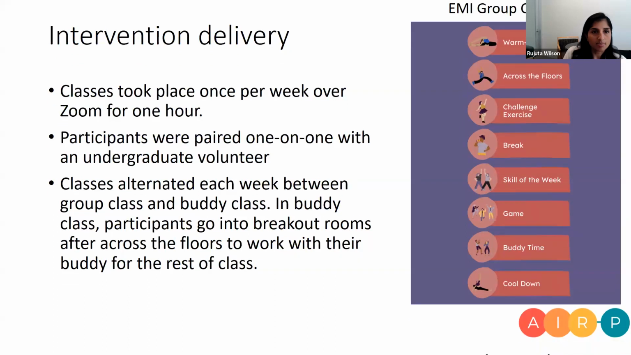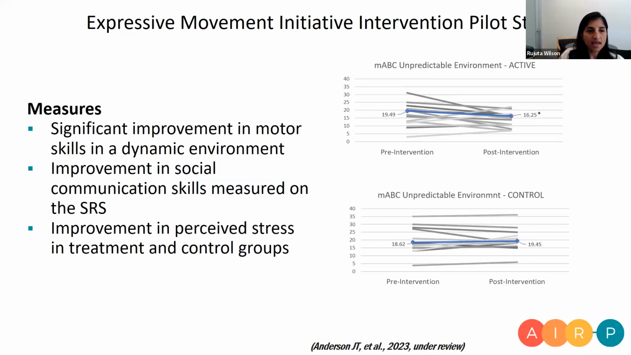So in regard to the pilot data that I'm going to present to you today, what we found in 2 of our measurements, and I'm focusing particularly on the motor because that was a large focus and one of the primary aims for us, was we used, when we shifted to online, the Movement Assessment Battery for Children checklist. And what you see here to the right are graphs. The first one is measurement in an unpredictable or dynamic environment in our active group, and then that same measurement in our control group. A lower score indicates that you are scoring better on this test. And we found that there was a significant improvement in motor skills in the dynamic environment in our active group compared to our control group.